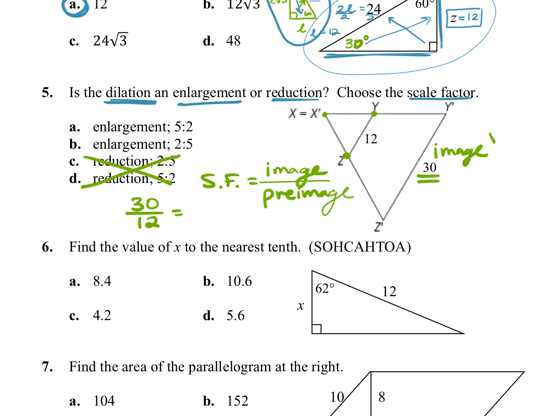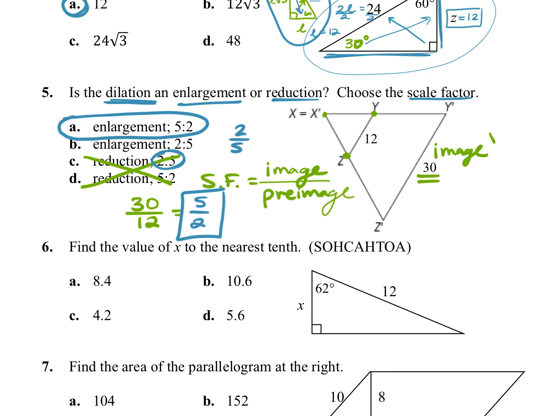So 30 over 12, both of those are divisible by 6, so 5 over 2. So that is A. That doesn't make sense though. Why is the bigger number on top? Well, think about it. If it's an enlargement, the number 5 over 2 is 2.5. So you are multiplying by 2.5 times what it was. Whereas if it's a reduction, then it should be a fraction of the size, so it's 2/5 if it's reducing. But if it's growing, it's 5/2. It's 2.5 times bigger.